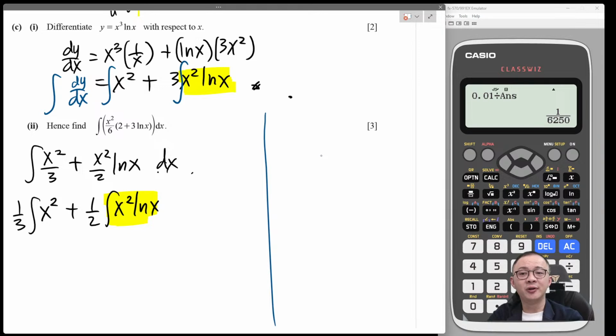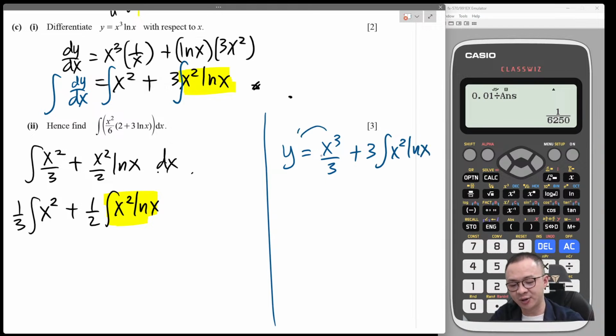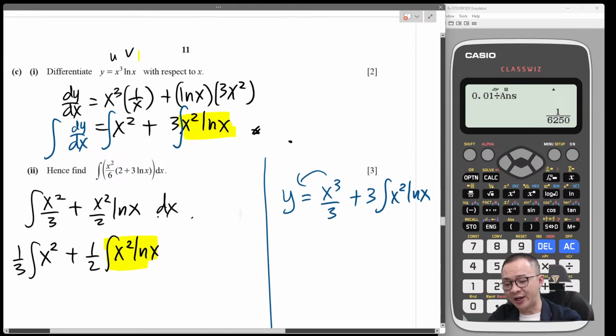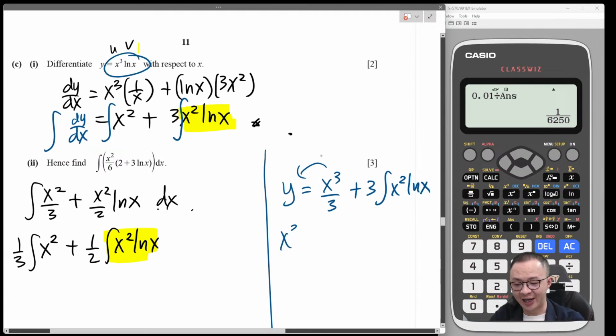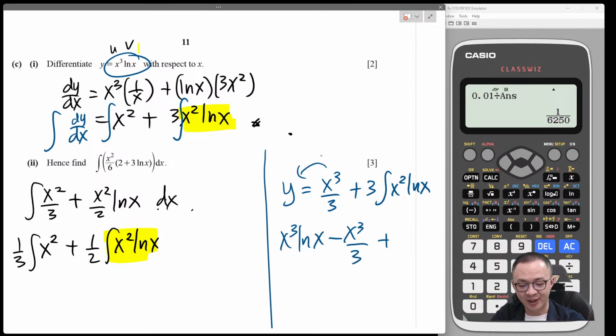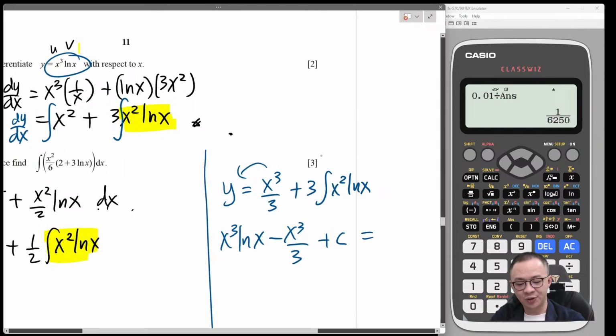Okay, so if I integrate dy dx, I'm actually getting y. If I integrate x squared, I get x cubed over 3. The 3 I will leave here. This is x squared ln x. Definitely we have plus c. Later we insert the c. So this one move to the other side. And what is the y? y is basically x cubed ln x, right? x cubed ln x minus x cubed over 3 plus c equals to 3x squared ln x.